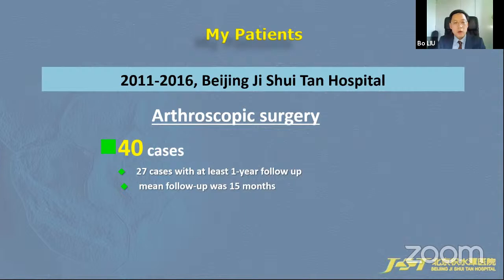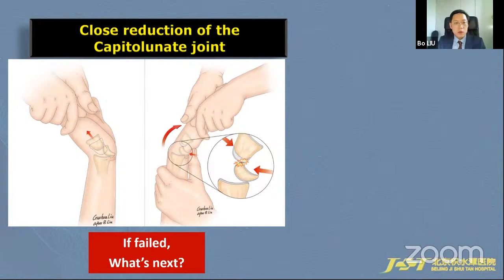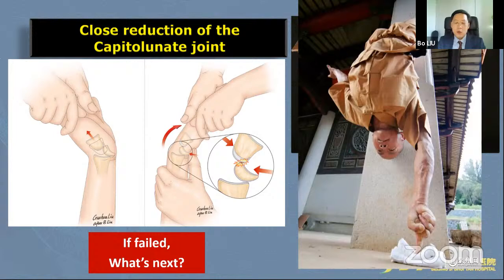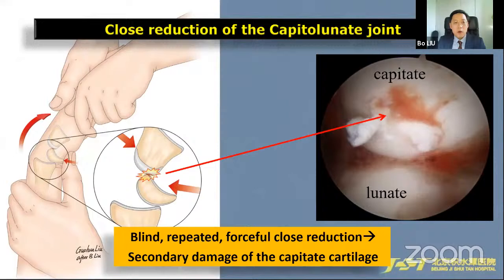So we try closed reduction at the emergency room, but we all know that closed reduction is not always successful. So if this fails, what is next? Maybe if you think he's not strong enough, you try to find someone to help you. Yes, of course, in my country we can always find someone who's stronger than you. However, we found that blind, repeated, forceful closed reduction may lead to secondary damage to the capitate cartilage, which is shown here.